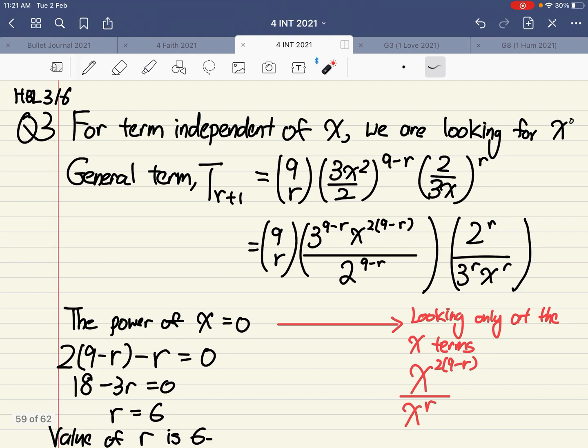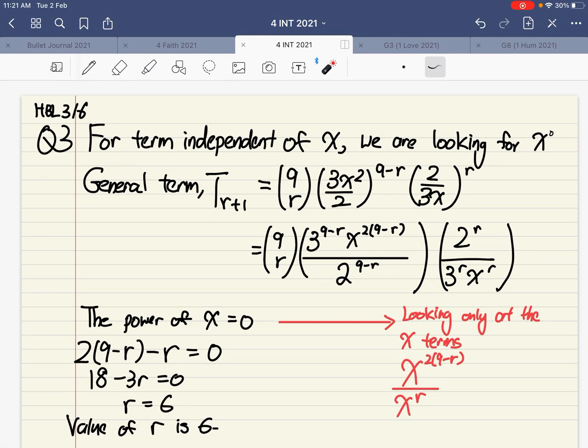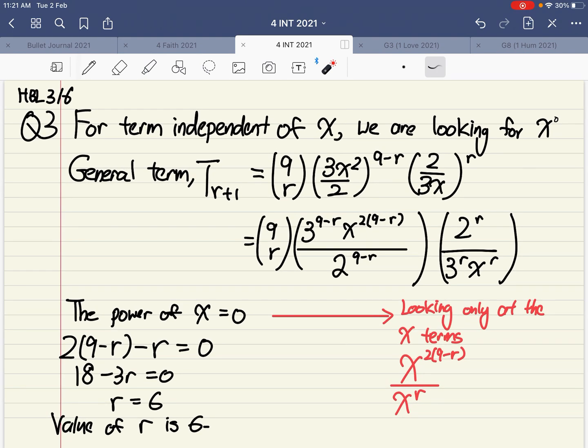When we look at question 3, the question slightly changes in the sense that we are still looking for the general term. However, in this case, we're looking for very specific powers. So just now, what we had was that we could determine the value of r. Now the question shifts such that we need to find the value of r. So in this case, if I apply this to the question for my general term, I get 9 choose r. Do take note that r is now an unknown. So I have 3x squared over 2, which is the a term.